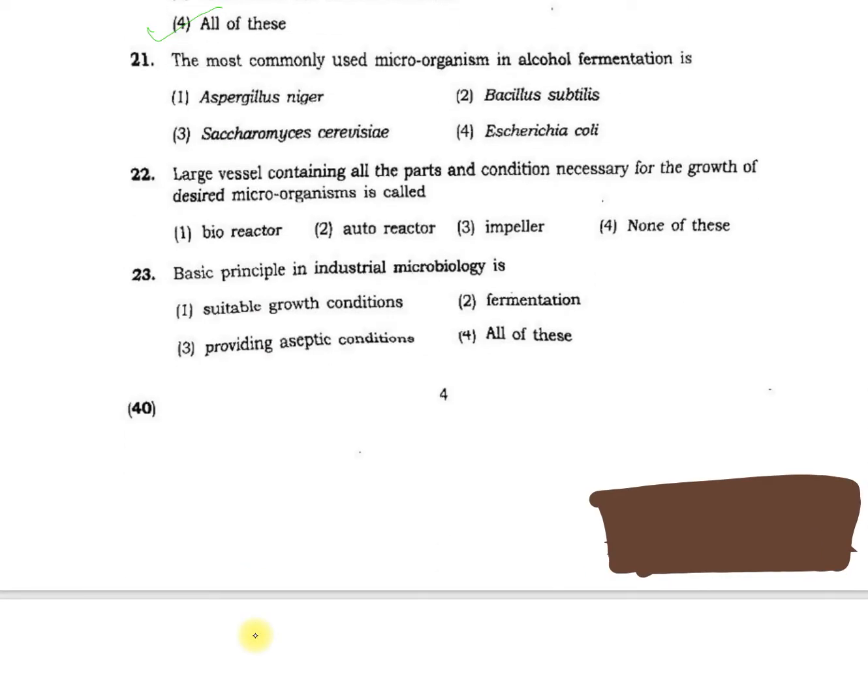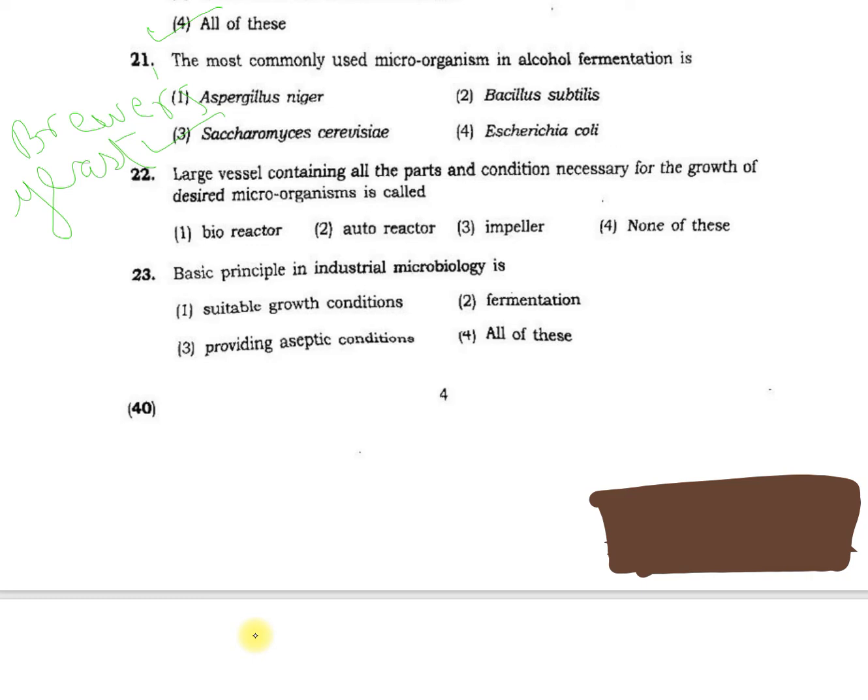The question number 21. The most commonly used microorganism in alcohol fermentation is 1. Aspergillus niger, 2. Bacillus subtilis, 3. Saccharomyces cerevisiae, 4. Escherichia coli. The option 3, Saccharomyces cerevisiae, is the correct one. It is also called brewer's yeast.